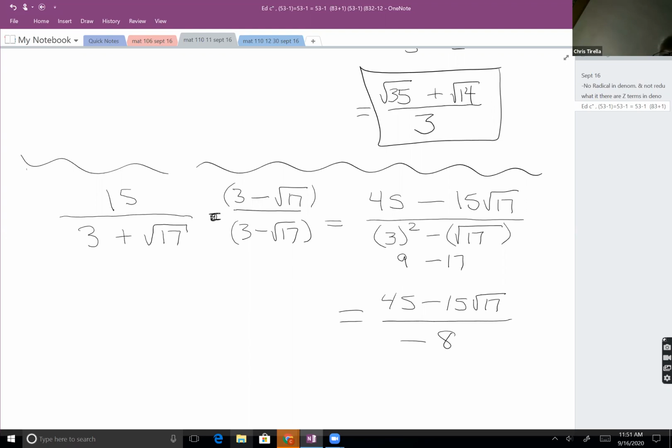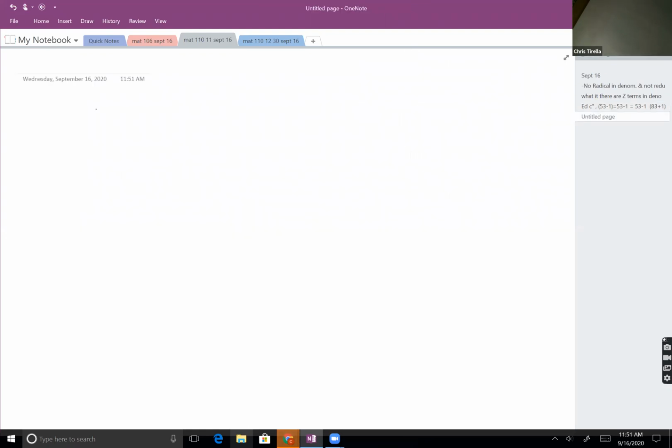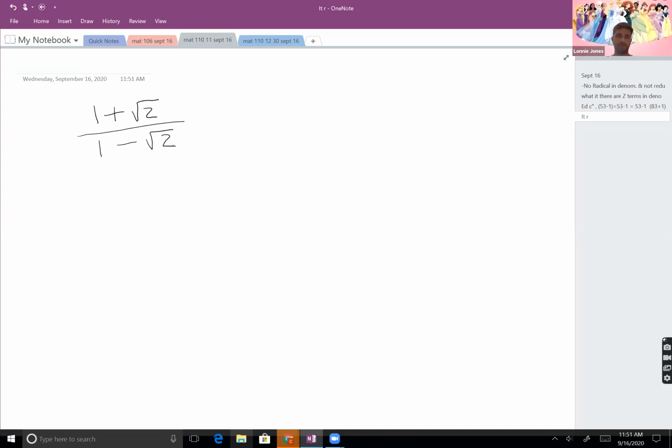You know what, let's just do one more. What if I have 1 plus the square root of 2 over 1 minus the square root of 2? Wait, after this one, I have a question about how we would do a different one of these. How would we rationalize something like radical 27 over radical 12, with two radicals?